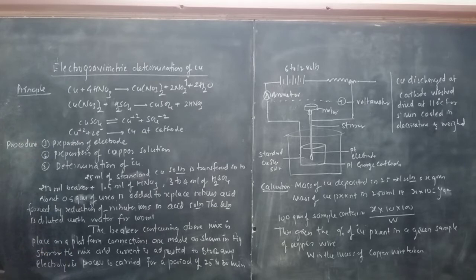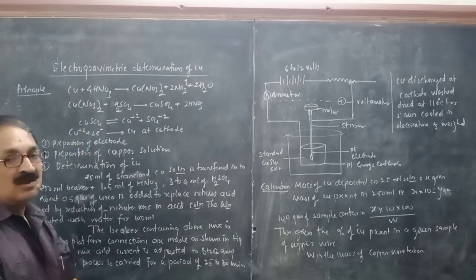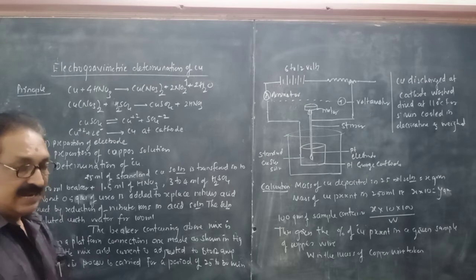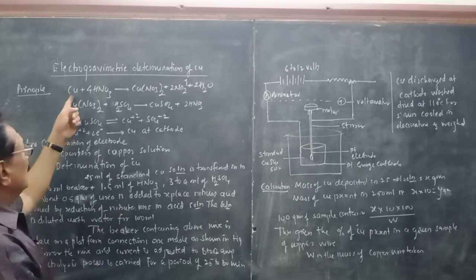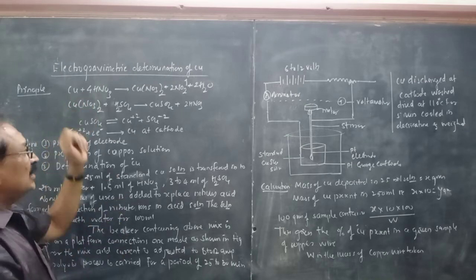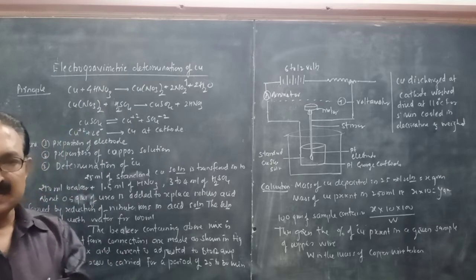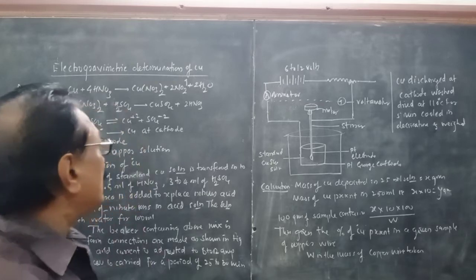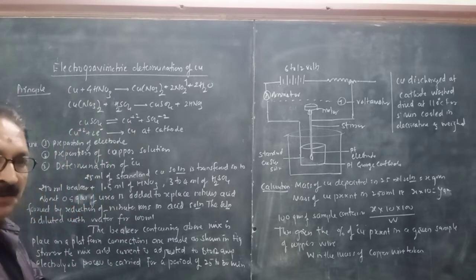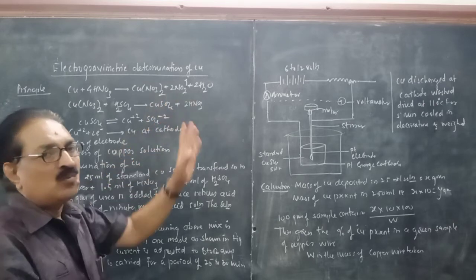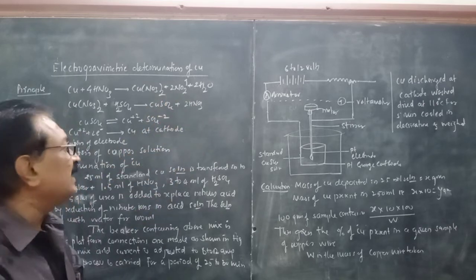What is the principle here? The known mass of the copper is dissolved in concentrated nitric acid. See here, I have taken copper dissolved in nitric acid. What happens? All the copper dissolves in nitric acid and there is a formation of copper nitrate and a reddish brown gas of nitrogen dioxide, and water is eliminated.